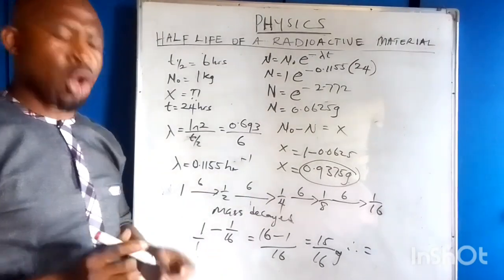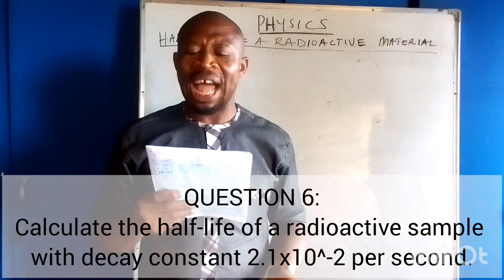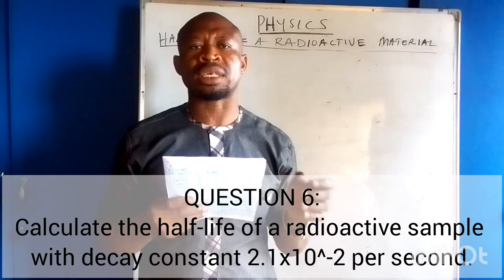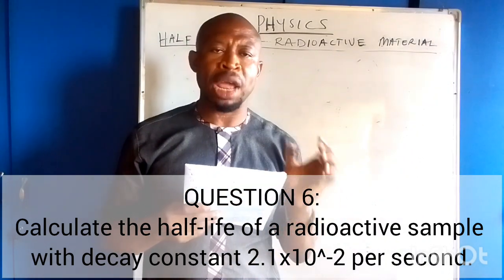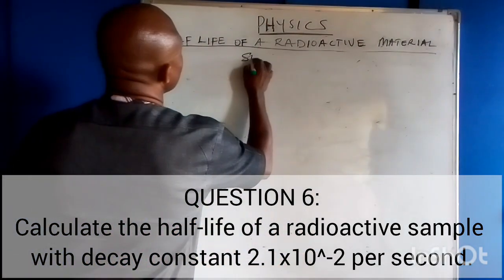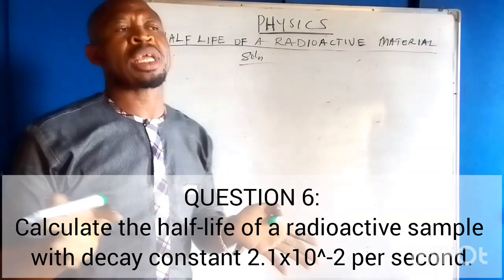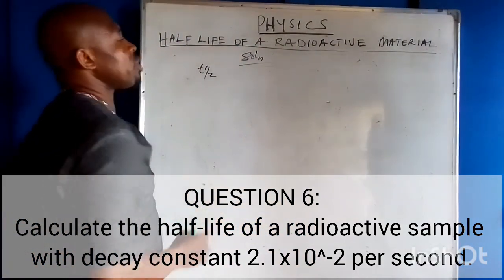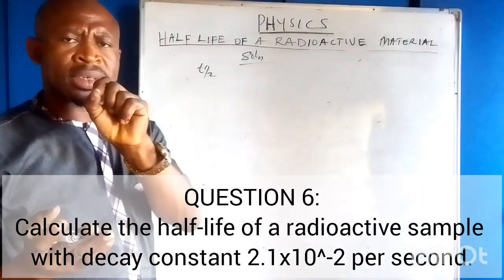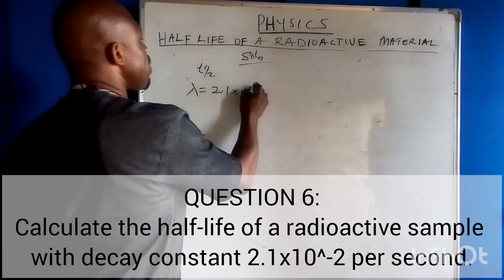The last but not the least, we'll take this one. This one says, calculate the half-life of a radioactive sample with decay constant 2.1 times 10 raised to the power minus 2 per second. Okay, solution. This one is very simple, and if you get this type of question, do not panic. They gave us the decay constant, 2.1 times 10 to the power minus 2 per second.